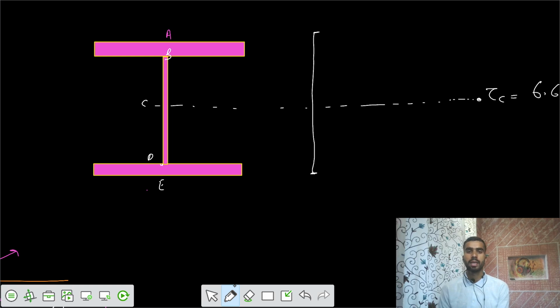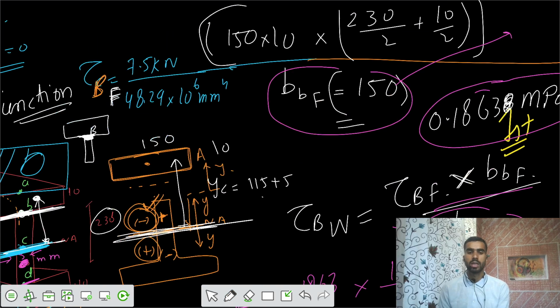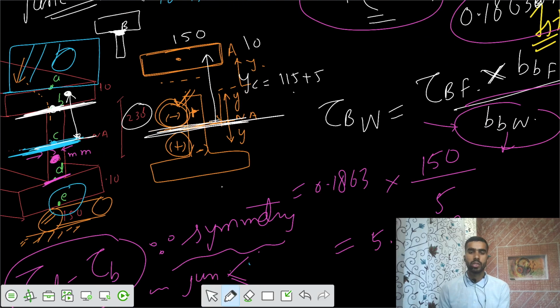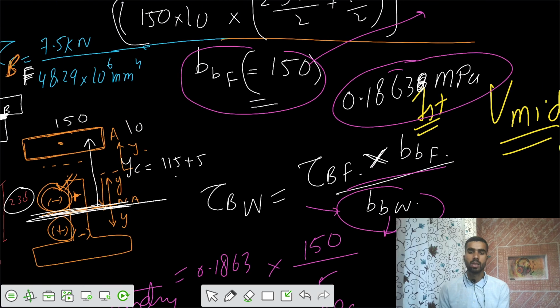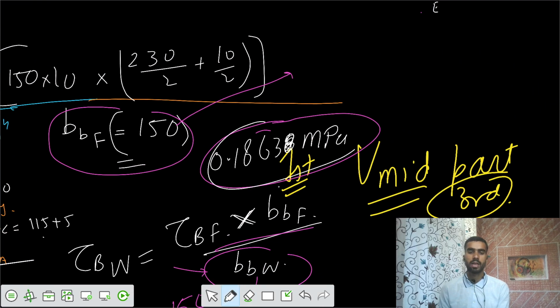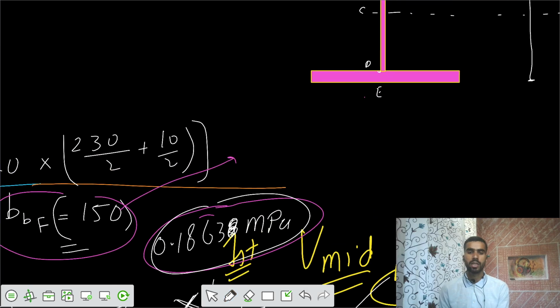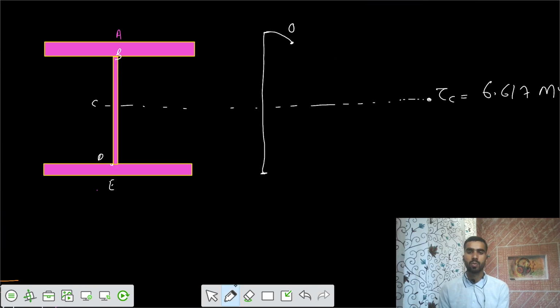And at point B, we had two shear stress values. One was in the web, the next one was on the flange side. So this is point B. We have two values. There is a parabolic variation. We don't know the values at those 2 points. So if you talk about the shear stresses in the flange, let's say this value is 0.1863. This is the flange. Shear stress in the flange is 0.1863.